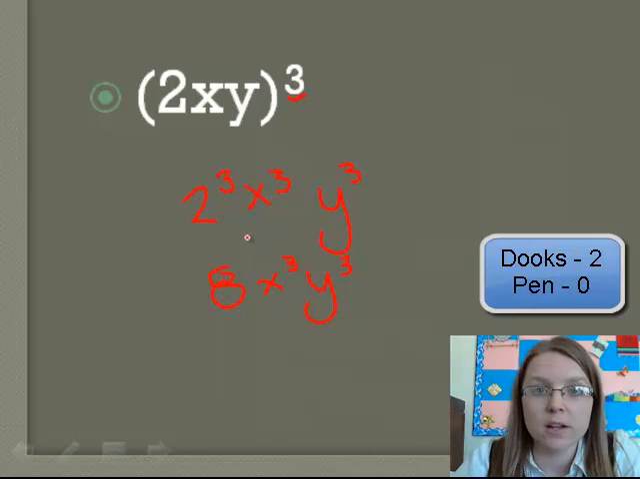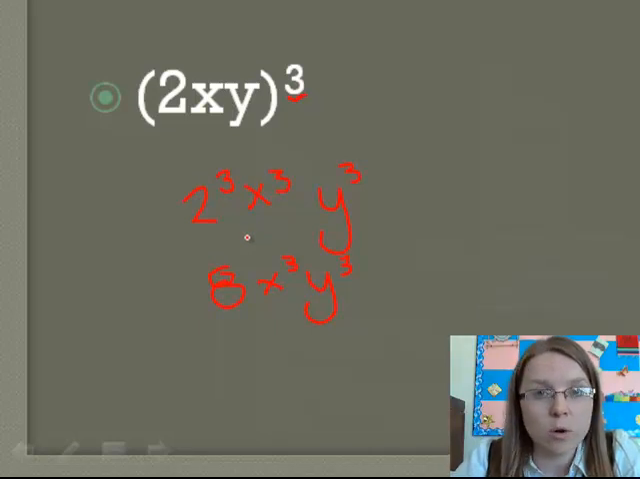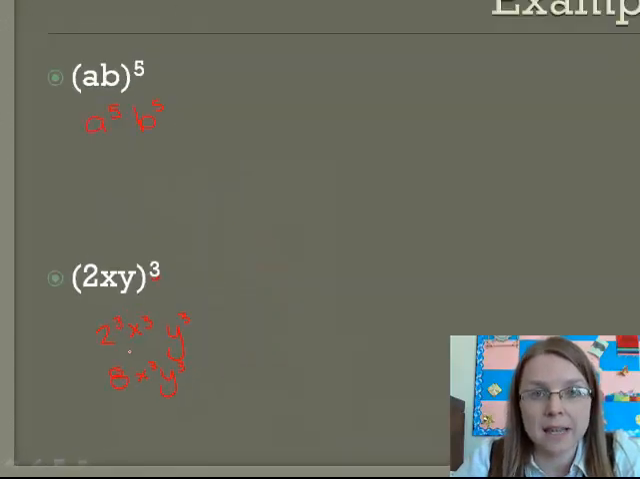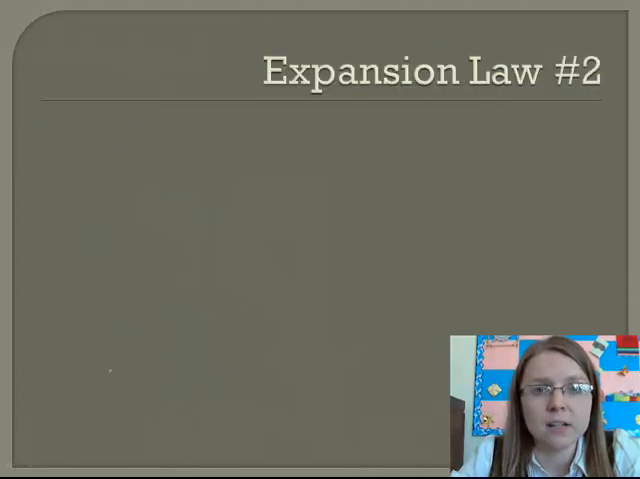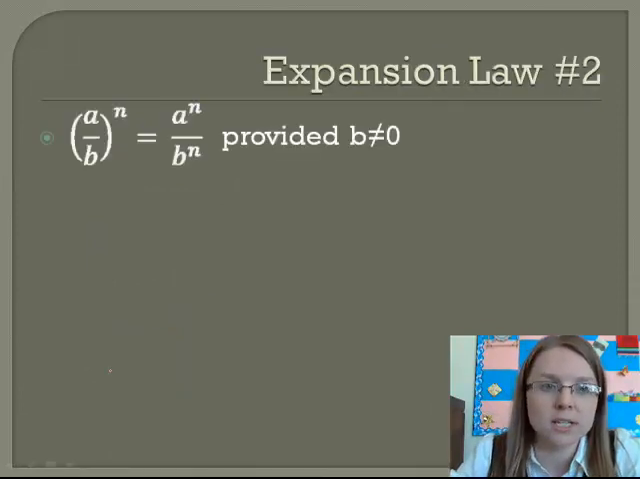Okay, so that's the first law. Products: when you're raising a product to a power, the power has to get applied to each factor, each piece that made up the original product. Let's look at the second law. Second law has to do with division or quotients.